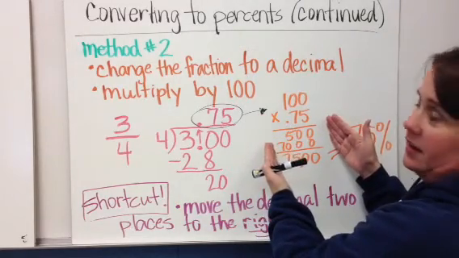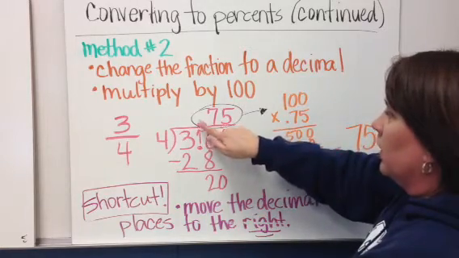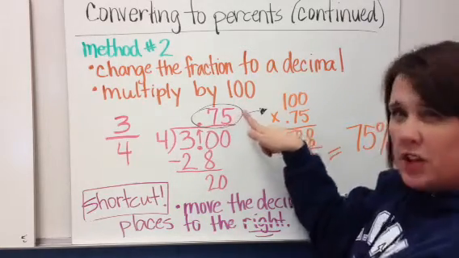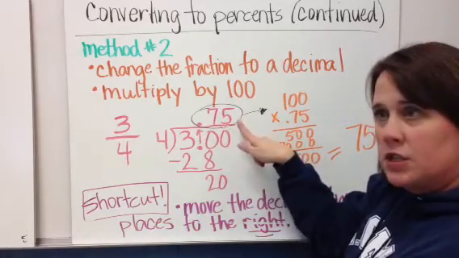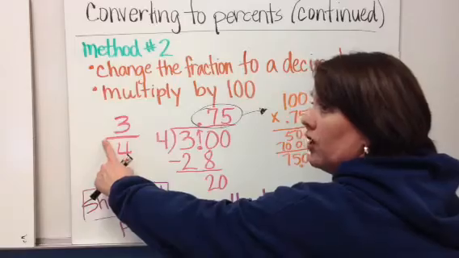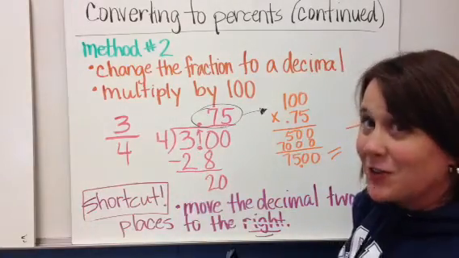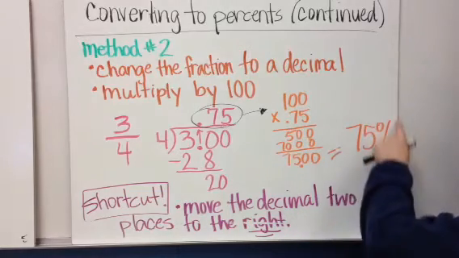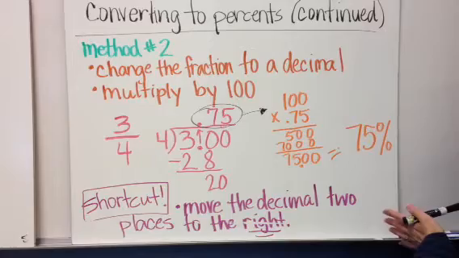But there's a shortcut. I can say that just take this decimal and move it 2 places to the right, because that's what happens when I multiply by 100. It moves my decimal 2 places to the right. So 3/4 as a decimal is 75/100ths, or 75 out of 100, and so it's 75% as a percent.